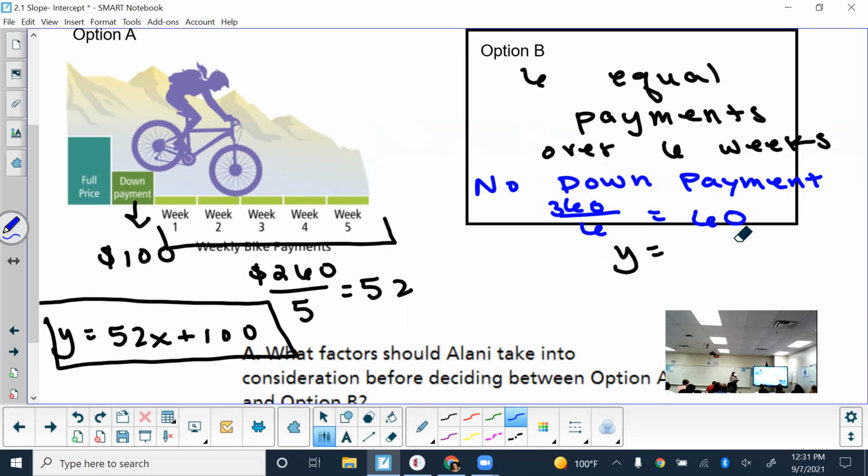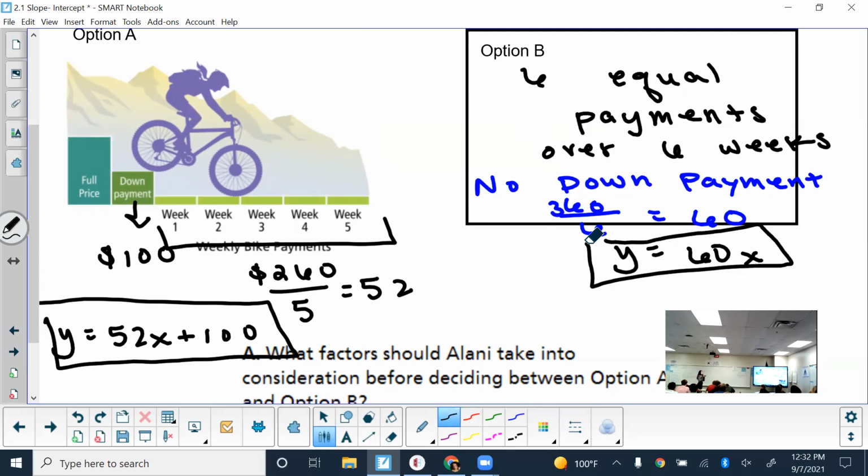All right, now how can I write this as an equation in slope-intercept form? 60x plus 360? No, it's just 60x. Because remember, your y-intercept is what you're starting with, right? We don't have a down payment this time. So if I needed to put a number there, what would I say is my down payment? 0. So my y-intercept for that one is 0.